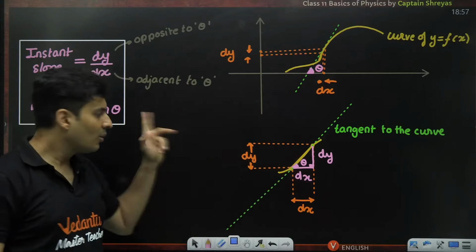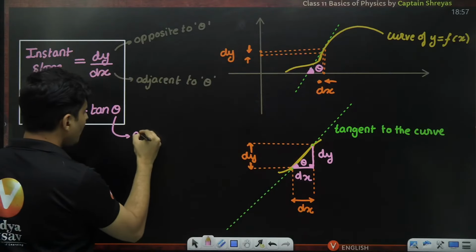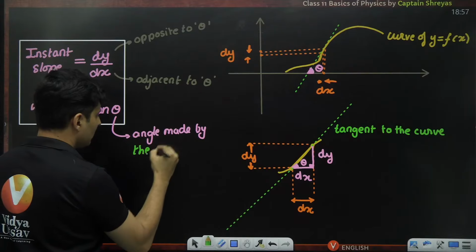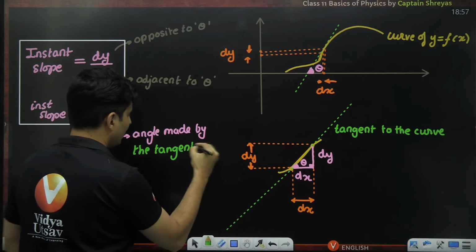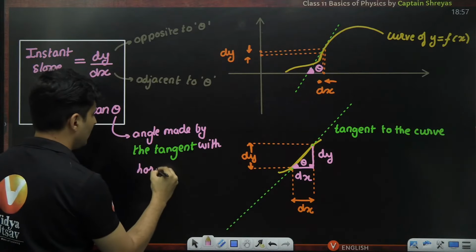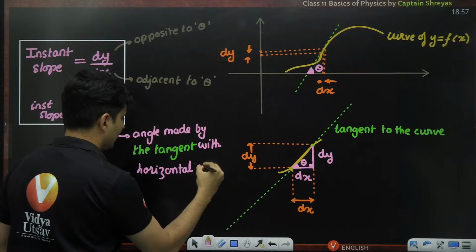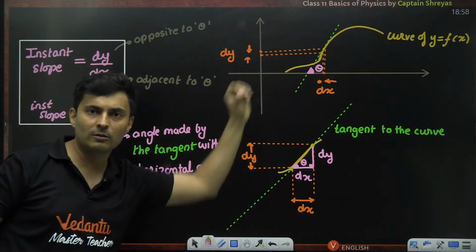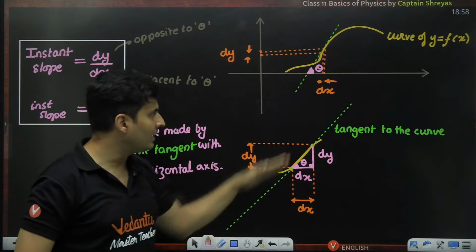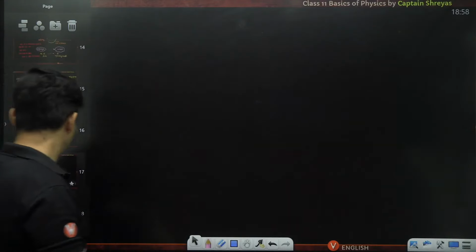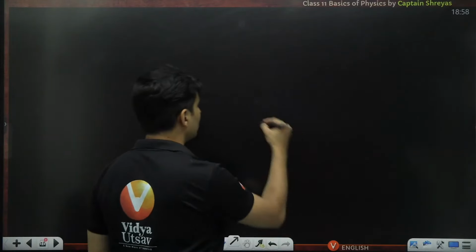Tan theta is the answer, where theta is the angle made by the tangent with the horizontal axis. Geometrically, this is the answer. It is the value of tan theta, where theta is the angle made by the tangent drawn to the curve at that particular point. Let me demonstrate this to you with an example. You will be astonished to see this.